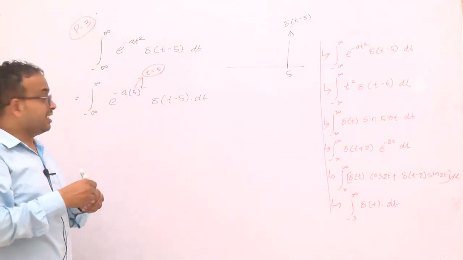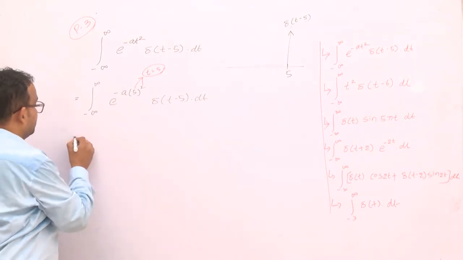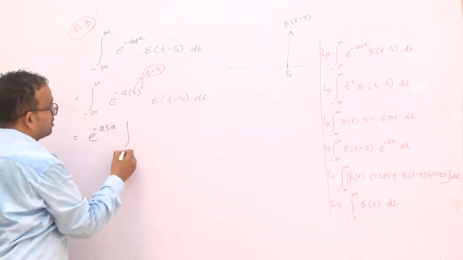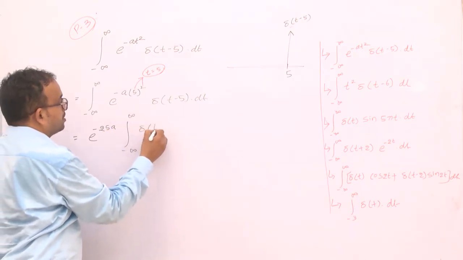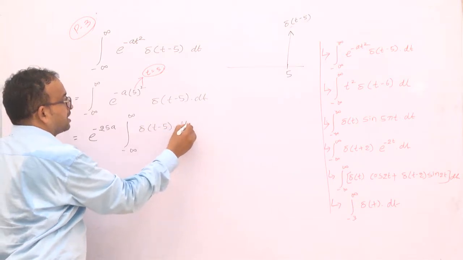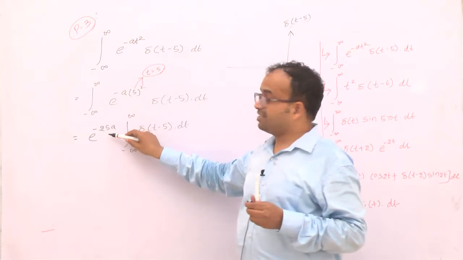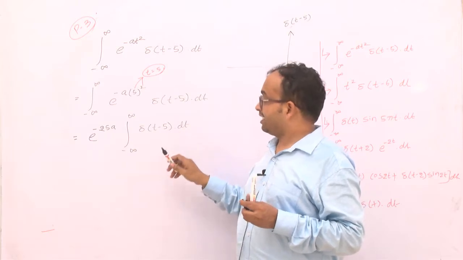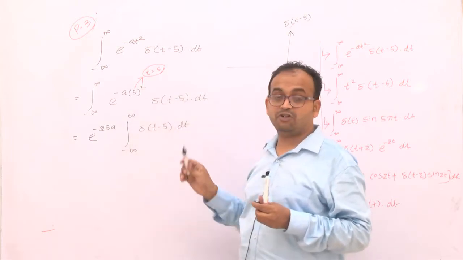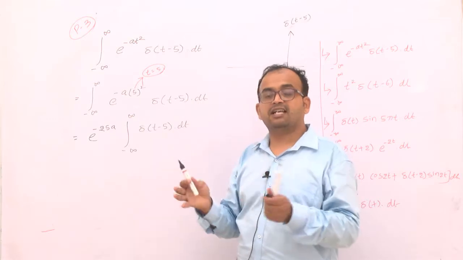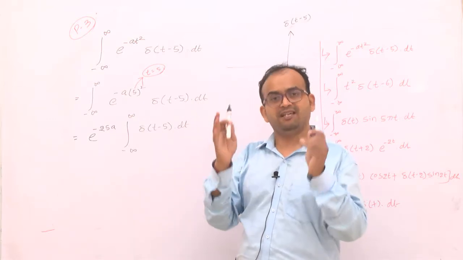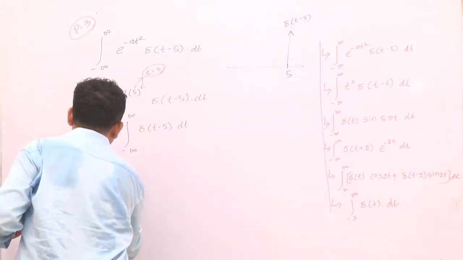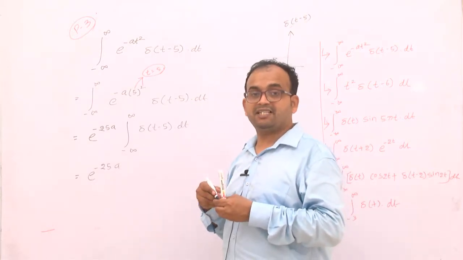So if I write like this, this can be written as e to the power minus 25a, because e to the minus 25a is a constant. I can take it out of the integration, leaving the integral of delta of t minus 5 dt. We know that the integration of the delta function is always equal to 1, whether it is shifted or not. If the delta is present inside the integration, the value will be 1. So this value will be e to the minus 25a. Remember this thing, how to solve.